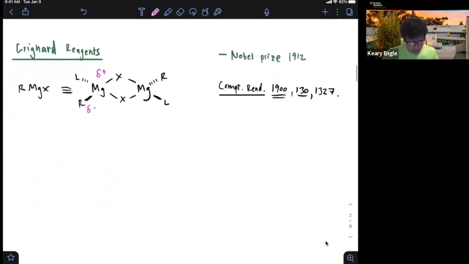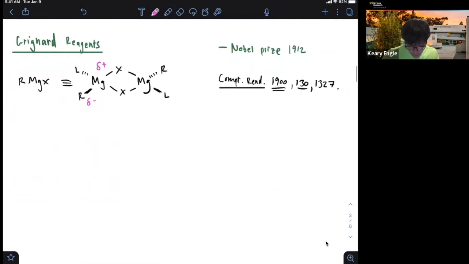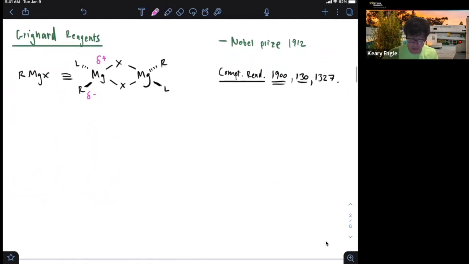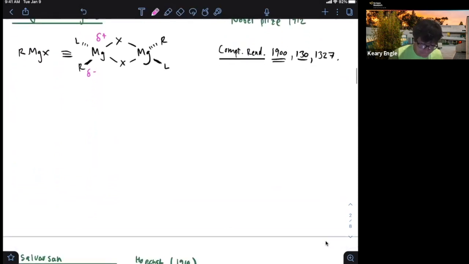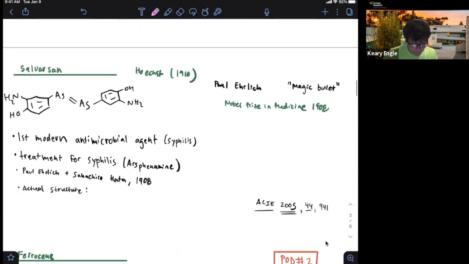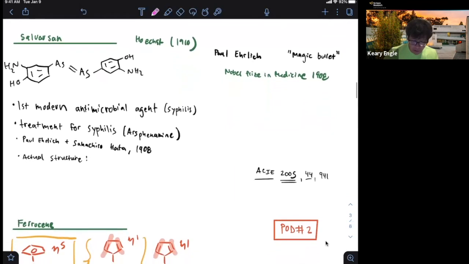We covered Grignard reagents already in the previous class, so we won't say much more about those. I just refer you to the notes from the previous class. And then moving forward, a really interesting example of the intersection between organometallic chemistry and medicinal chemistry. This is the case of Salvarsan, a drug marketed by Hoechst, and it also has a second name here, arsphenamine.